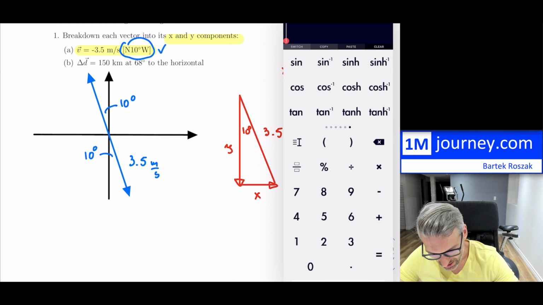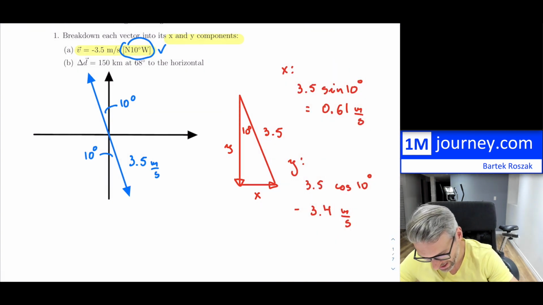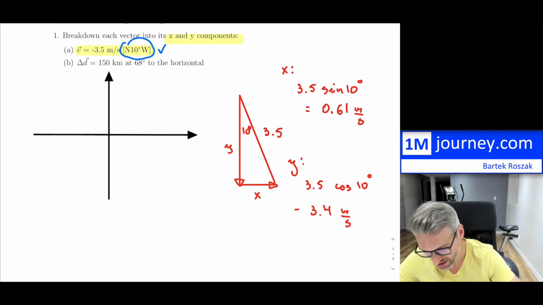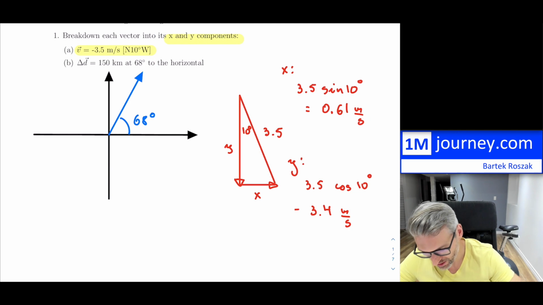So now the next component, the part B of the question that you would have, is going to be the 150, now this is kilometers, notice, at 68 degrees to the horizontal. So 68 to the horizontal, if you would do that, that's going to be in the first quadrant. It's going to be somewhere over here, okay, that you have. And I guess we can assume, so here is your 68 degrees to the horizontal.